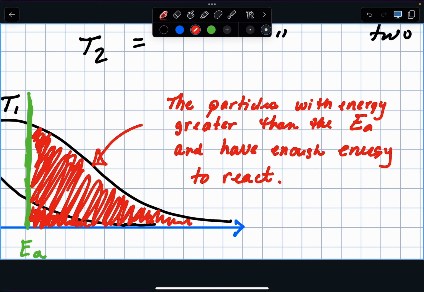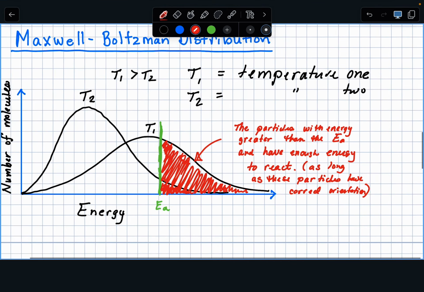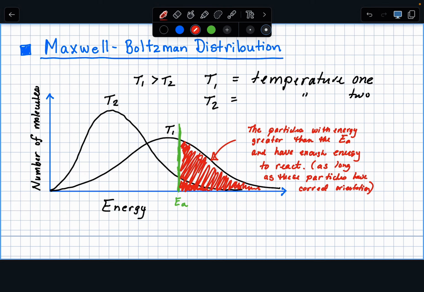And then as long as they have the correct orientation, bonds will break. So I'll put a little disclaimer here that as long as these particles have correct orientation. Sorry, that's a little bit messy. But again, I'll read that off: the particles with energy greater than the activation energy have enough energy to react, again, as long as they have the correct orientation.